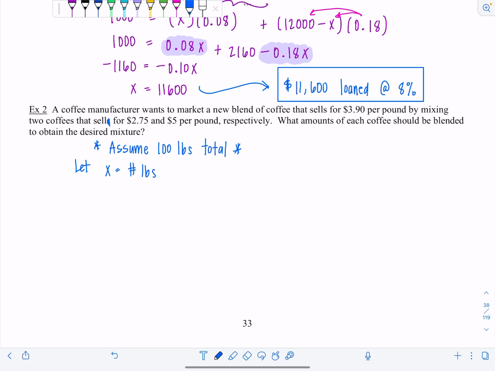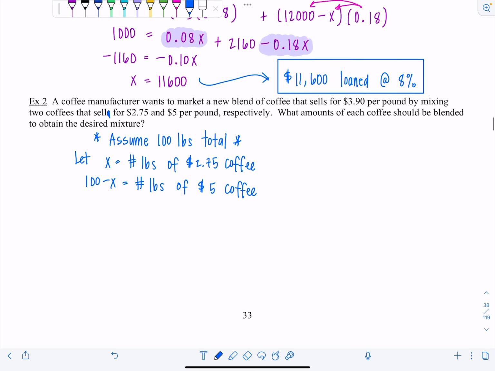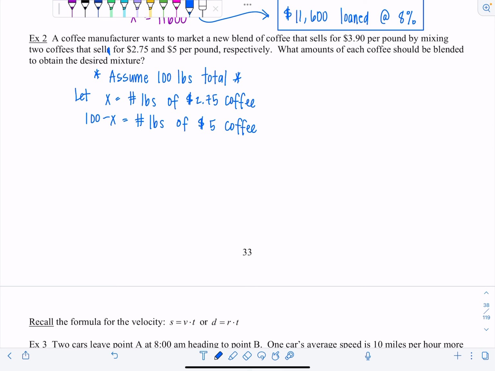You could do whichever one you want. I'll say of the cheaper, the $2.75 per pound coffee. And then the other coffee is going to be represented by 100 minus x. So x is the number of pounds of the cheaper coffee, 100 is the total number of pounds. So 100 minus x is how many pounds we have of the $5 coffee. And we're going to mix them together, and the price better come out to be $3.90 per pound.